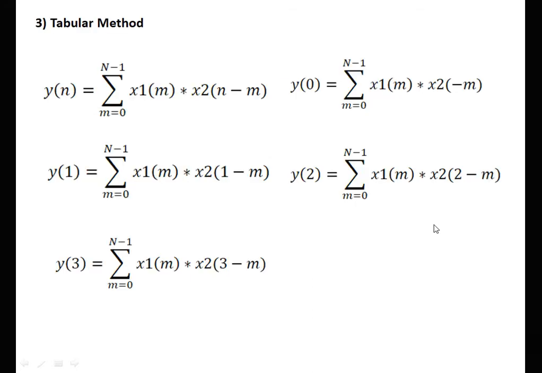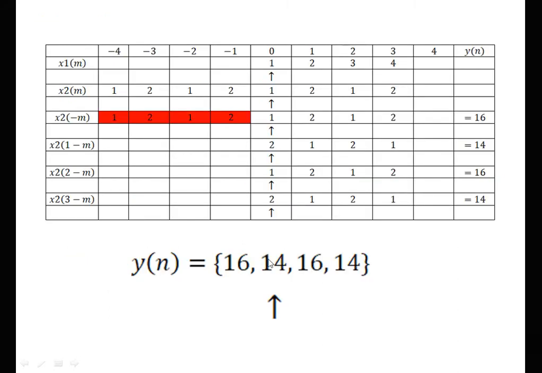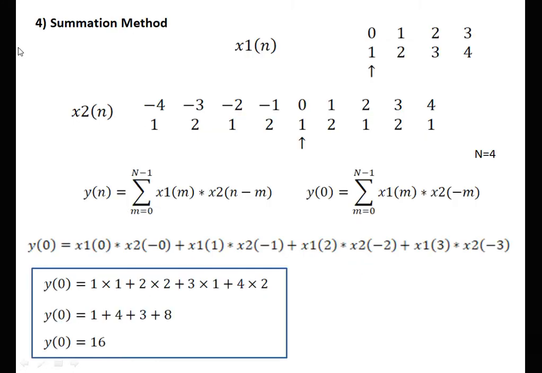So in this way, by the tabular method, by sketching the signal and by flipping and delaying the signal, we can obtain the circular convolution answer. So this is the tabular method. The last method is the summation method. Summation is simply you require to put the values. Only you require to keep in mind that the signals are periodic in nature.